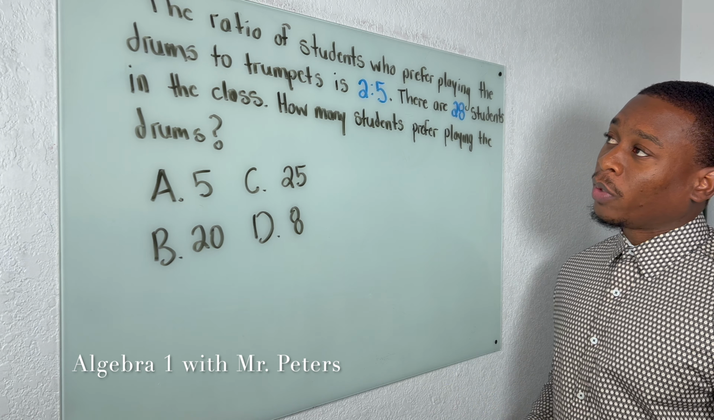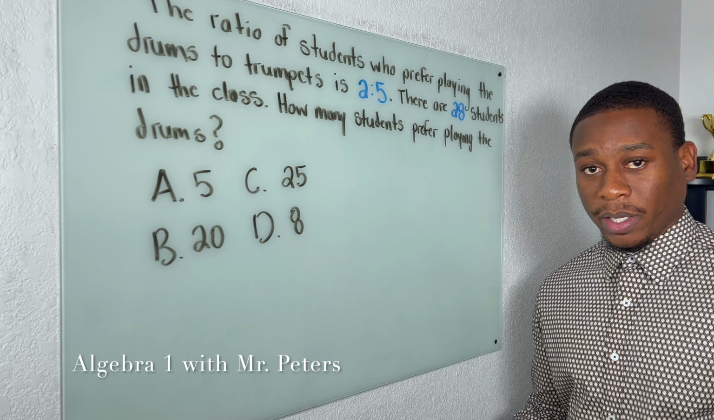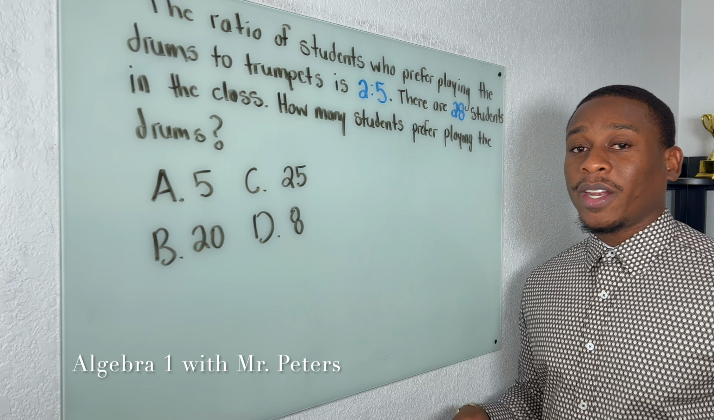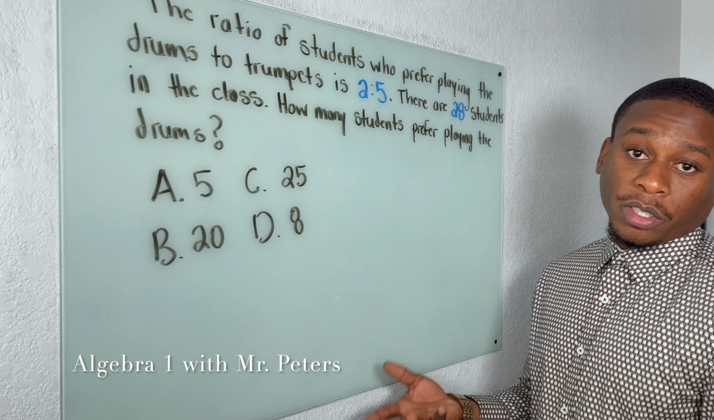So, first problem, it talks about the ratio of students who prefer playing the drums to trumpet. It's 2 to 5, and there are 28 students in the class. And then it asks us how many of these students prefer the drums over the trumpet.